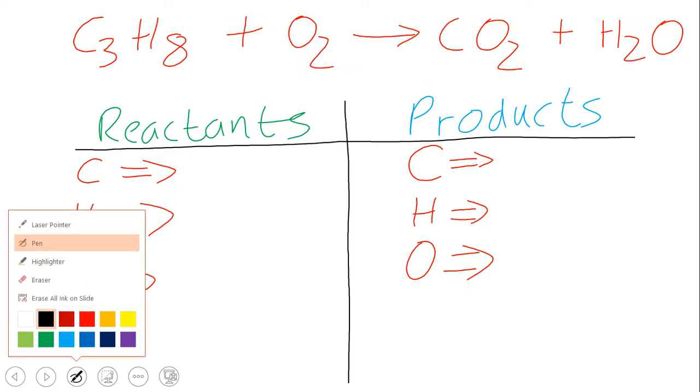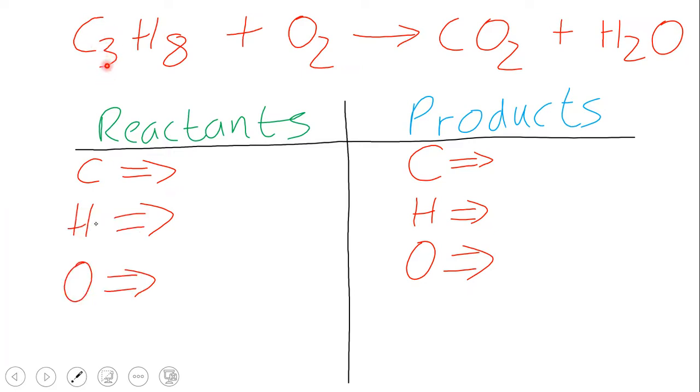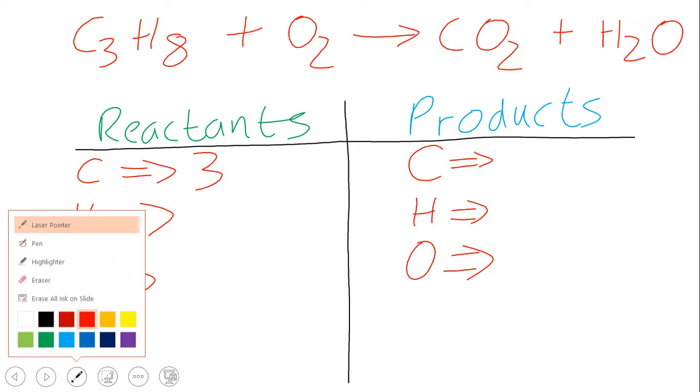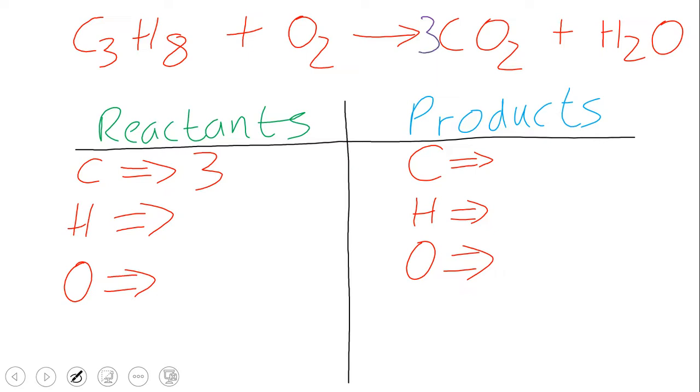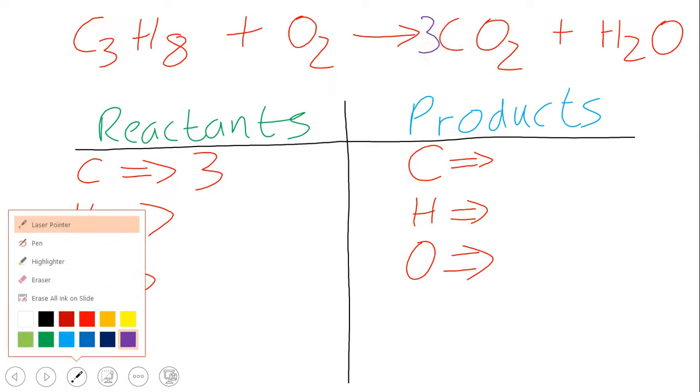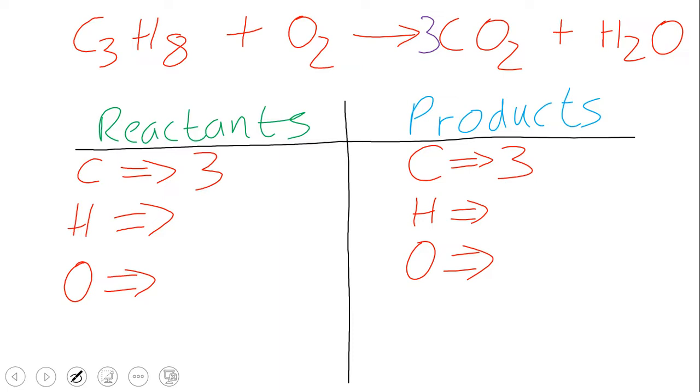Okay, so notice that for carbon on this side, we have 3. And so we're going to put 3 here. But remember that because there are 3 carbons on the reactants, we want 3 carbons on the products. So I am going to put 3, okay, let's use purple, in front of our carbon. And so now we have 3 carbons here and 3 carbons on this side as well. So that is good.